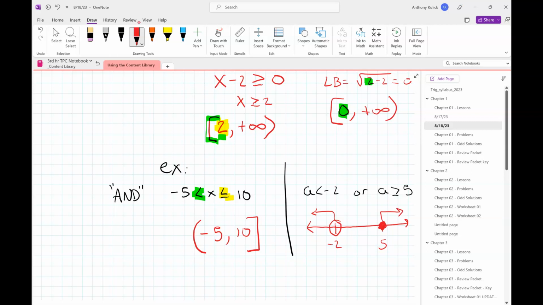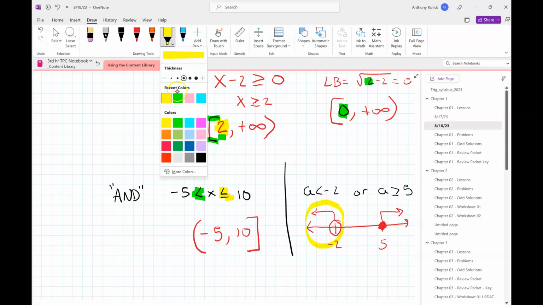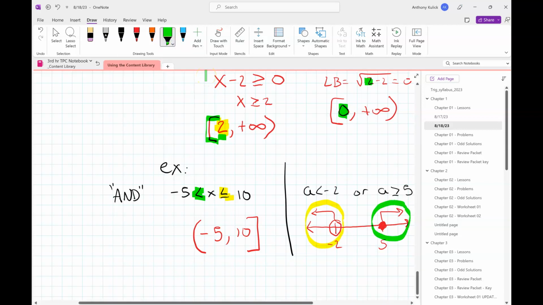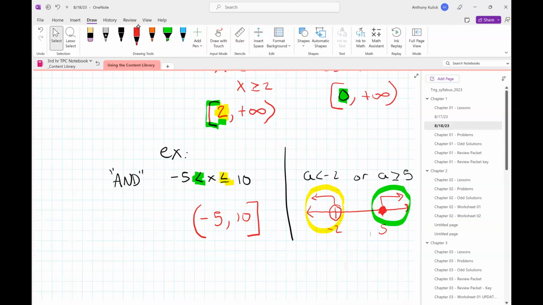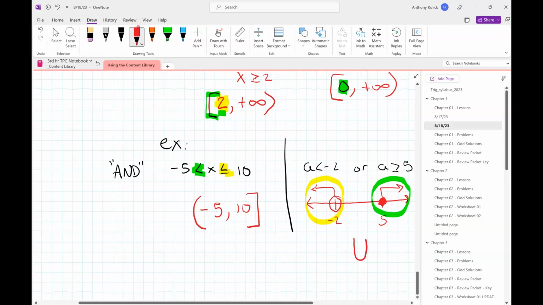Everybody's okay here? So what I'm going to do is I'm going to treat these as two separate intervals. I'm just going to write this interval, and then I'm going to write that interval. And in between them, I'm going to use the symbol U. So or is just going to turn into this U when we translate this inequality from an inequality into an interval notation. Everybody's okay there?